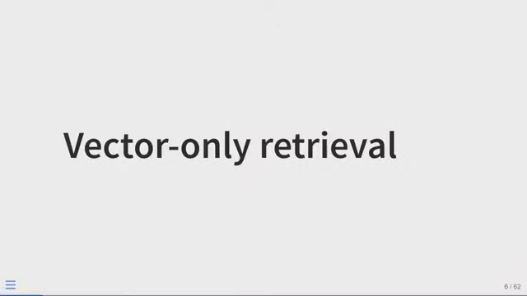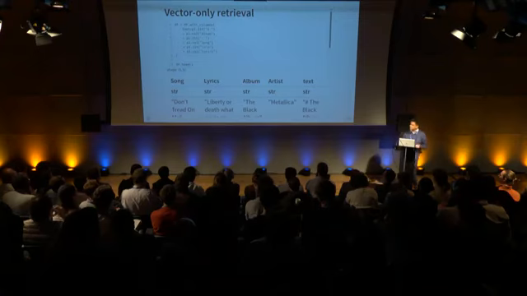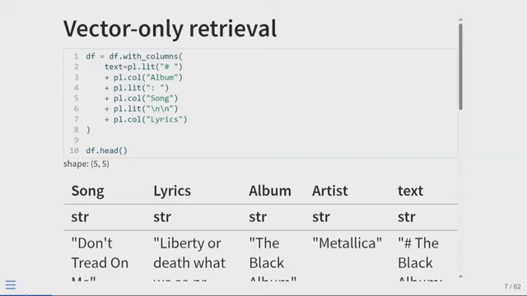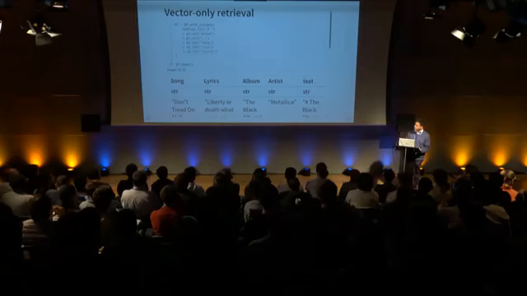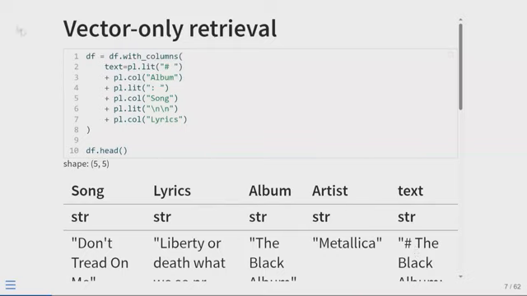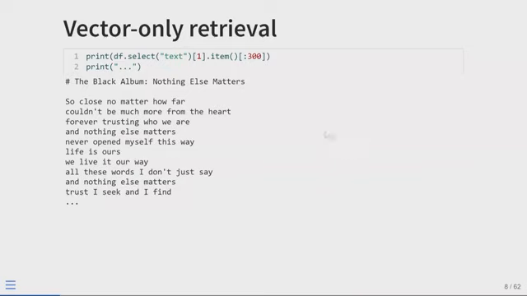And for the simple RAG or vector-only retrieval, the first thing I'm going to do is create another column in which I'm going to combine the information. I cannot show. Can I show? Yes, I can show. I'm going to create a new column here in which I'm just going to compose the album, the song, and the lyrics. So basically I'm just putting it together like this.